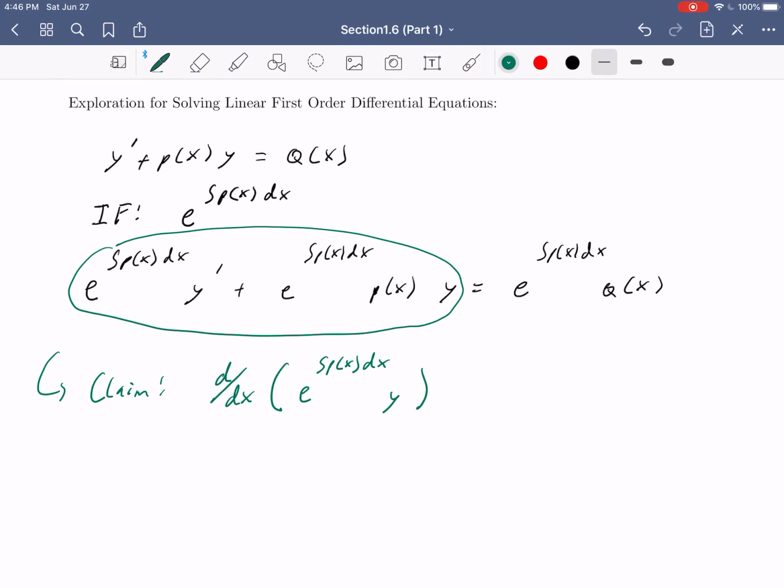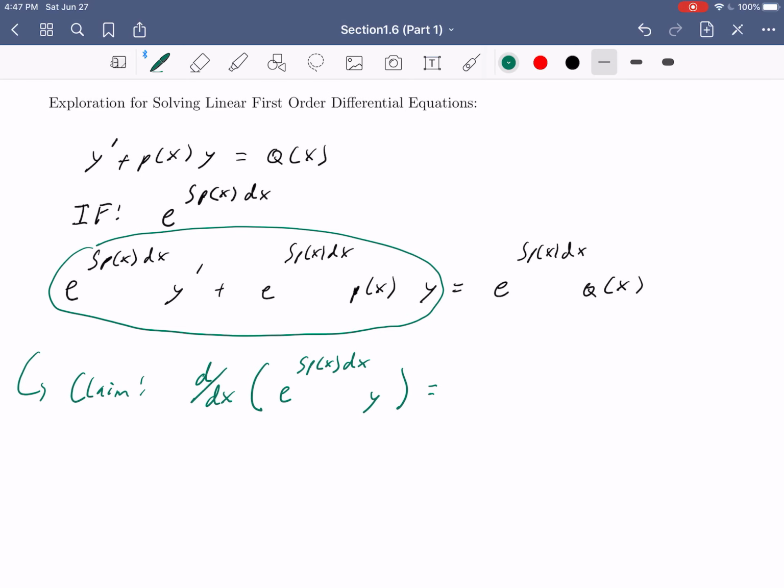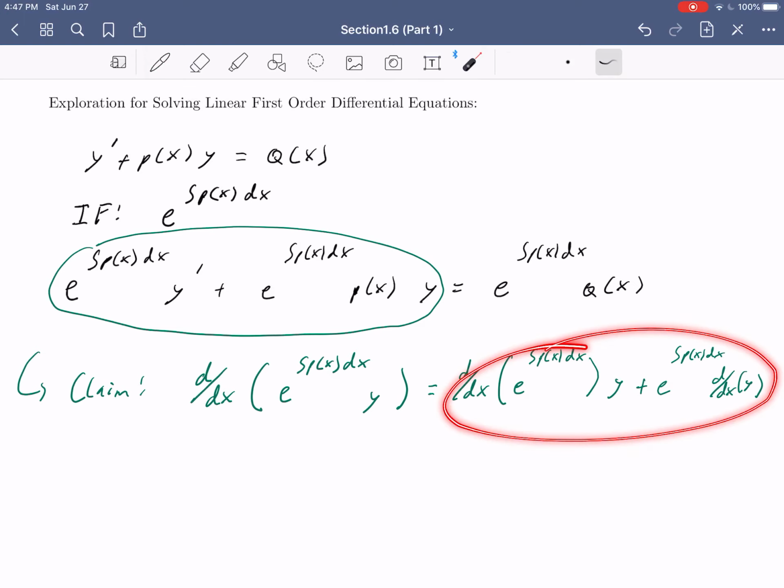So if you were to perform the product rule here, remember we're treating y as a function of x. y is the dependent variable here. So by product rule, you would differentiate this piece times this, and then add this times the derivative of this. So let's see what we would get there. We'd get the derivative with respect to x of e to the integral p(x) dx times y, plus e to the integral p(x) dx times the derivative with respect to x of y. So that's just a product rule there.